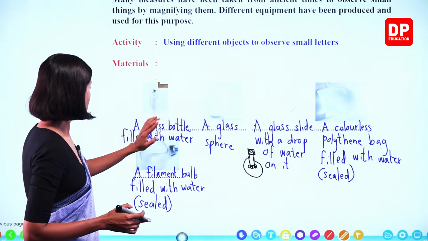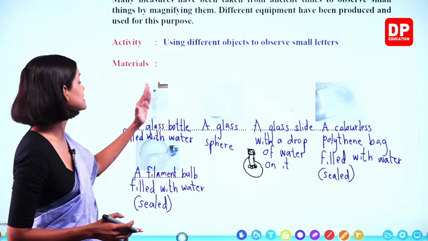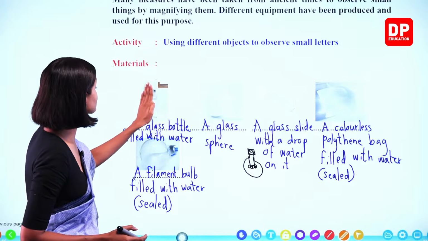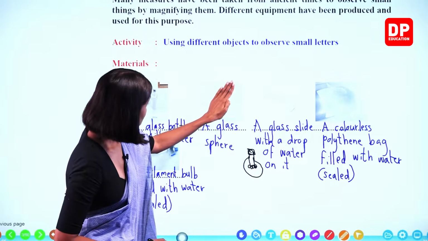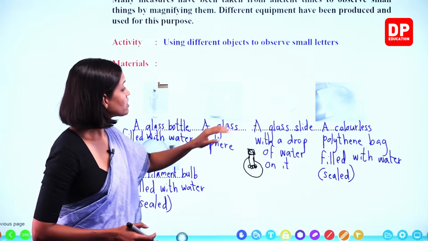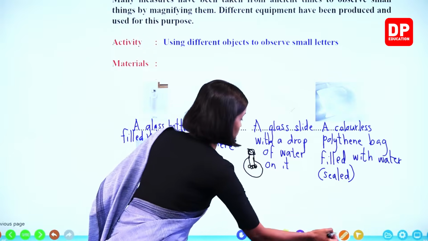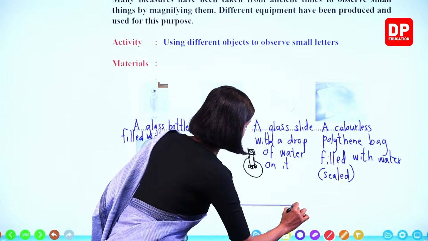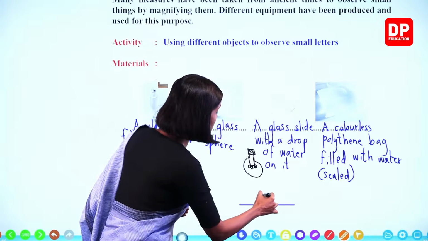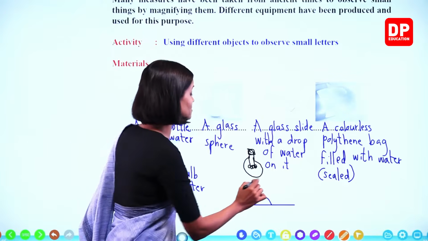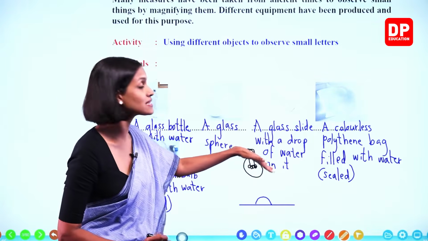Now here, a glass bottle filled with water. The surface of the bottle is curved. A glass sphere, obviously, the surface is curved. What about the glass slide? Now, the glass slide is flat, but because of the drop of water, if you consider the cross section, if this is the glass slide and a drop of water is present on it, this drop of water is curved. Even though the glass slide is flat, the surface of the drop of water is curved.